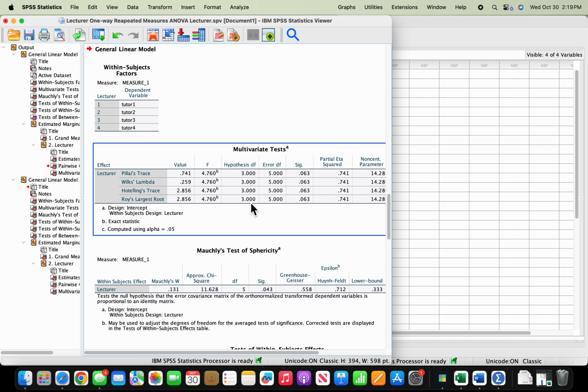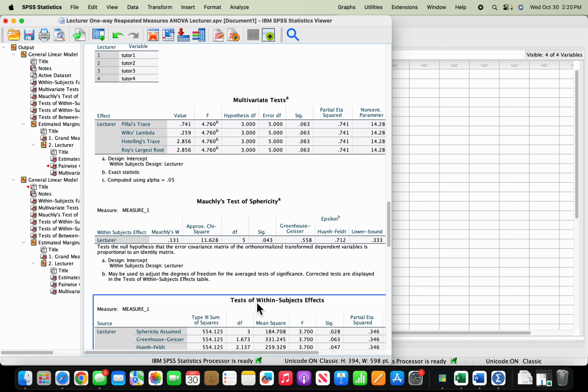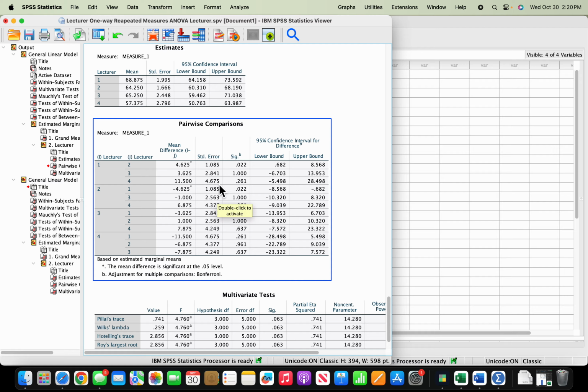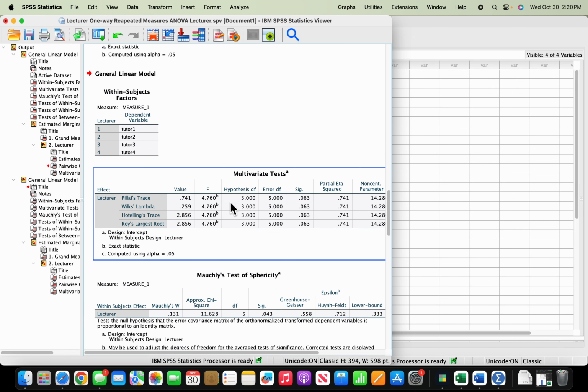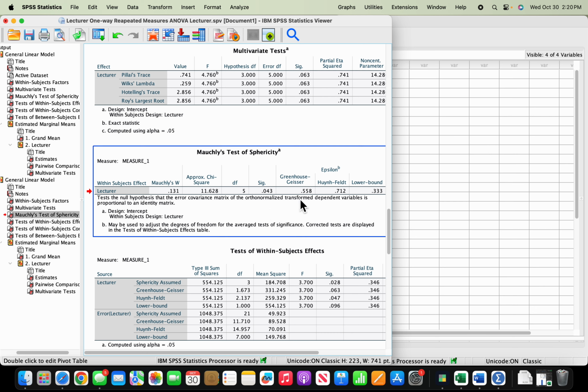So our multivariate tests, Mauchly's test of sphericity, and our pairwise comparisons are going to be what we're looking at mainly. From our multivariate test, the only thing we're looking at is our Wilks' lambda, and from here you can see that our significance is above 0.05. So the data was not significant, but from our sphericity test, you can see that our significance is below 0.05. So we can reject the null hypothesis because of this.